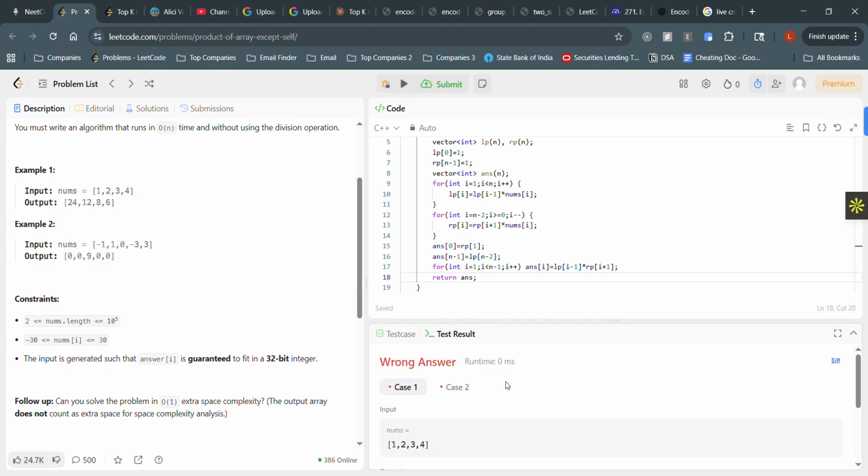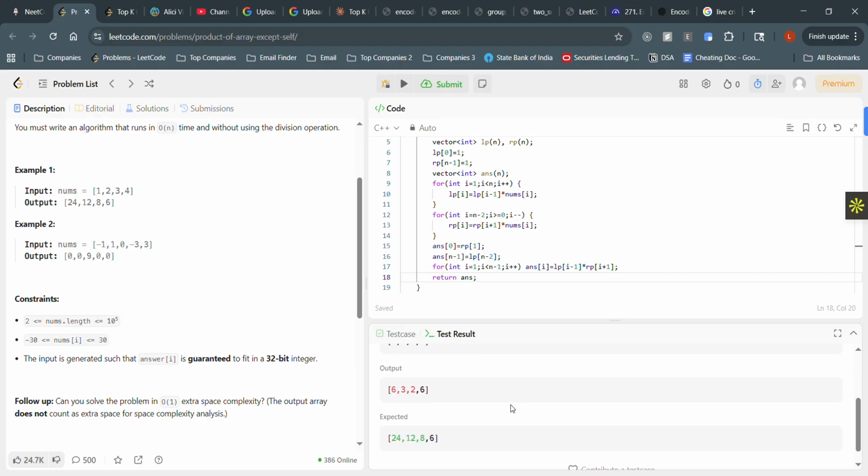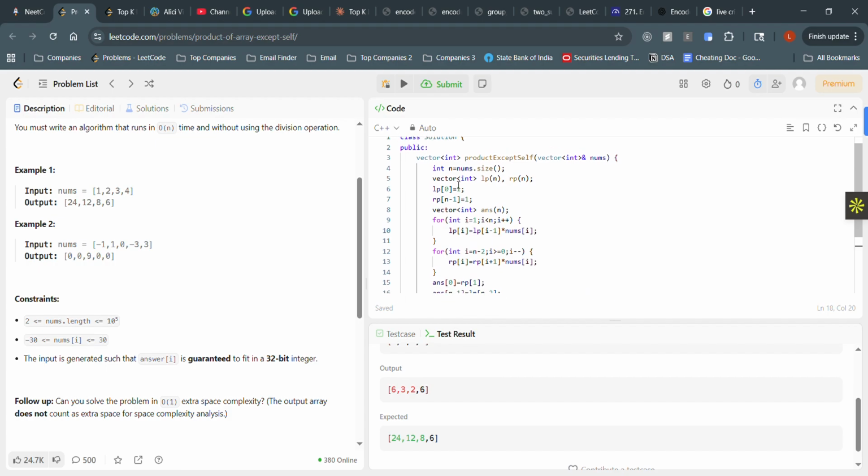Oh, we are getting wrong answer, so we have messed it up somewhere. Let's see. So I initialized my LP and RP array. LP of 0 is equal to 1. RP of n minus 1 is equal to 1. I from 1 to n, and LP of I will be LP of I minus 1 times nums of I. So let's do a try run.